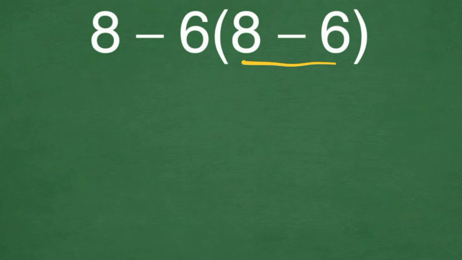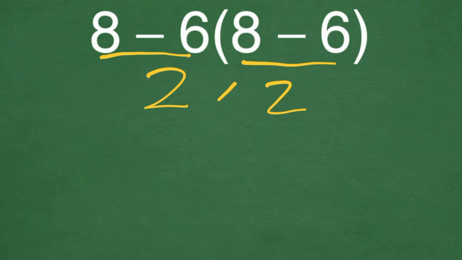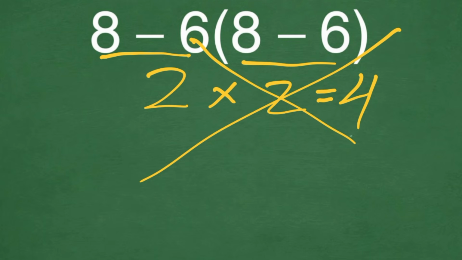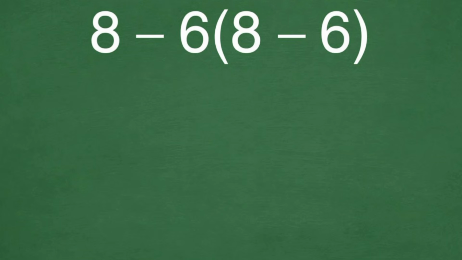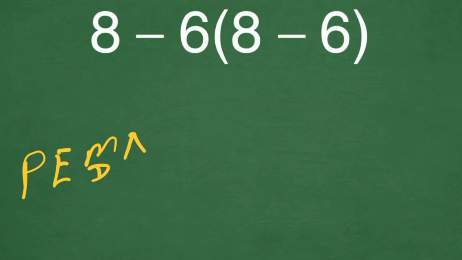8 minus 6 gives us 2, and again 8 minus 6 gives us 2, and 2 times 2 is equal to 4. But this answer is not correct, because according to the order of operation, PEMDAS, here I am going to write the order of operation. So according to this rule, P stands for parentheses, E stands for exponent, M and D stand for multiplication and division, and A and S stand for addition and subtraction.